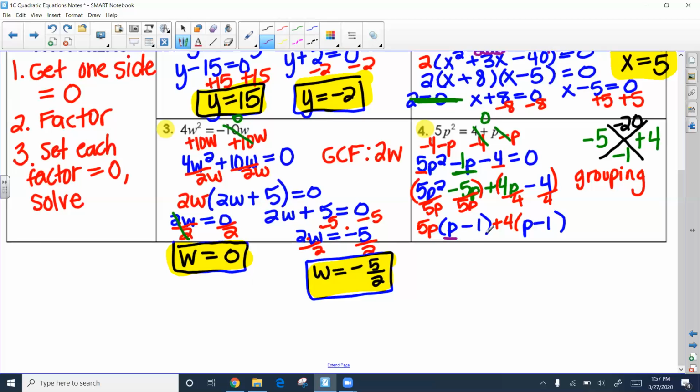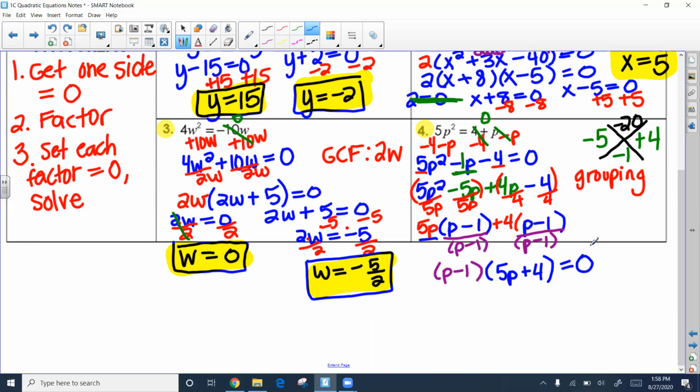Now each group has a p minus 1 in common. So now factor out the p minus 1. And when you do that, it goes in the front. So p minus 1 is one of our factors. The other factor inside the parentheses would be what's left. If I divide out the p minus 1, I'm left with a 5p from the first group. And if I divide out the p minus 1s from the second group, I'm left with a +4. Okay, so those are my factors. P minus 1, 5p plus 4. And don't forget, it's still equal to 0.